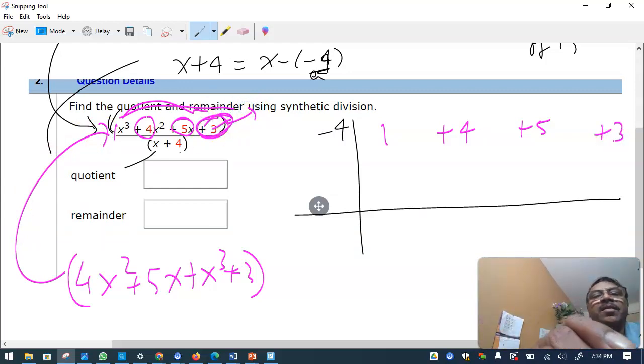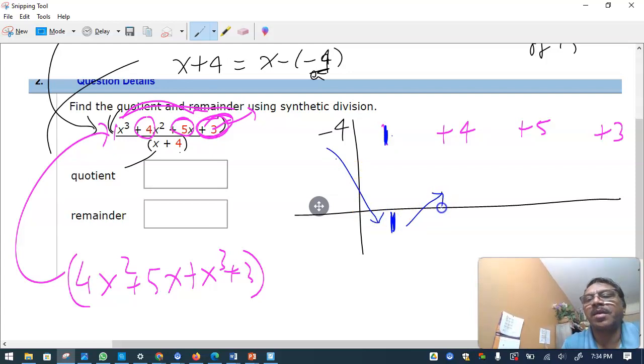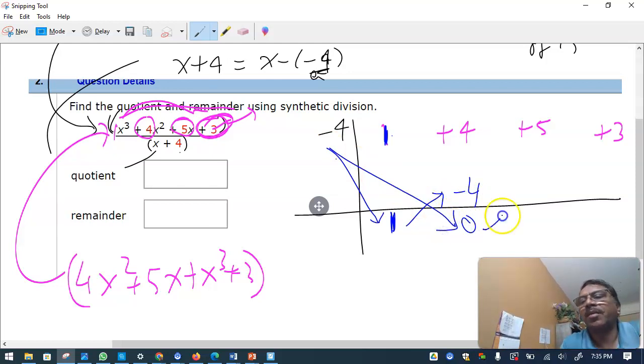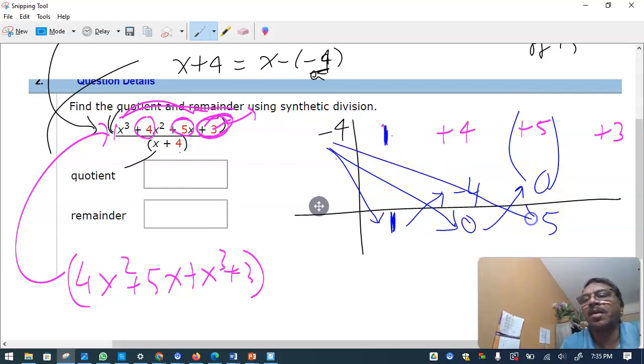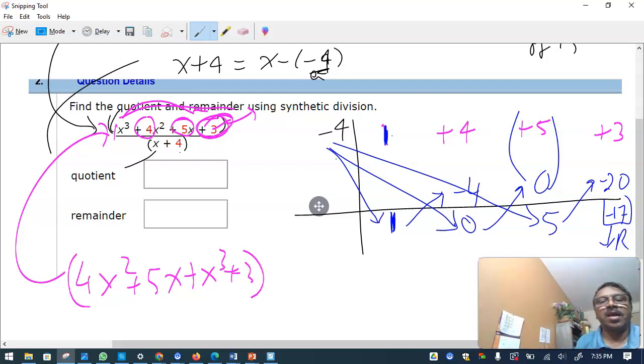And then the next trick is you drop down the very first one. So this is 1, because there is a 1 right here. You drop it down and then multiply -4 by 1 and put it right below this +4, which is -4. You get 0. Then you multiply -4 times 0, which is 0. Then this together will be 5. And you multiply this time here, -5 times 4 is -20. And then you can see this is -17. So the remainder here is -17.